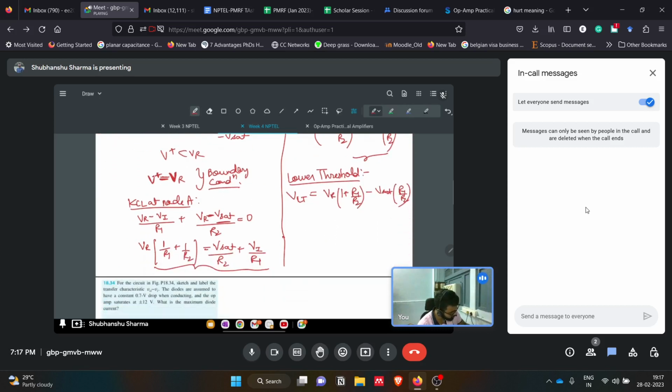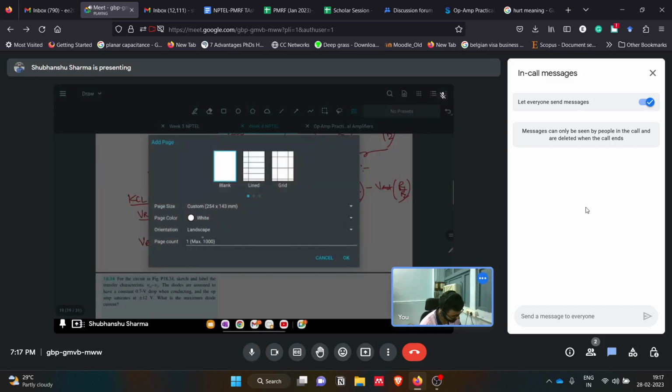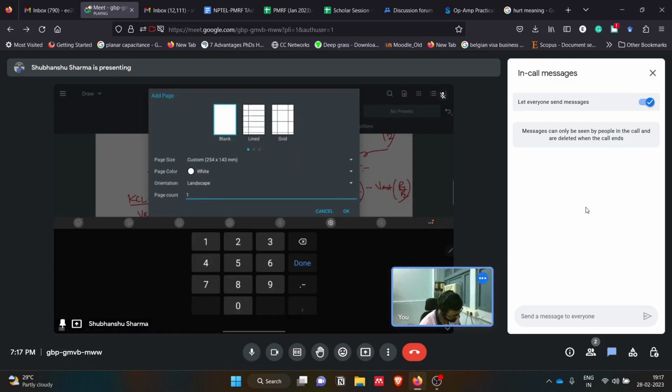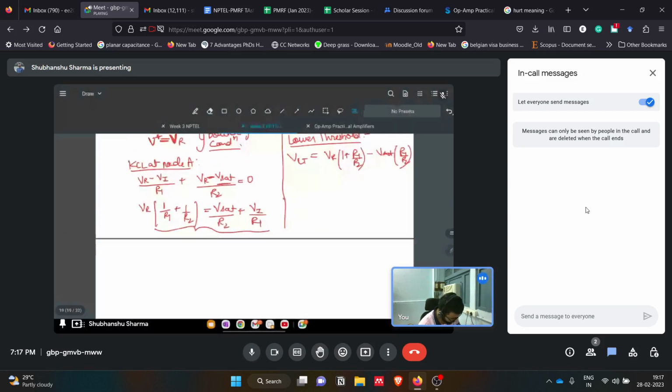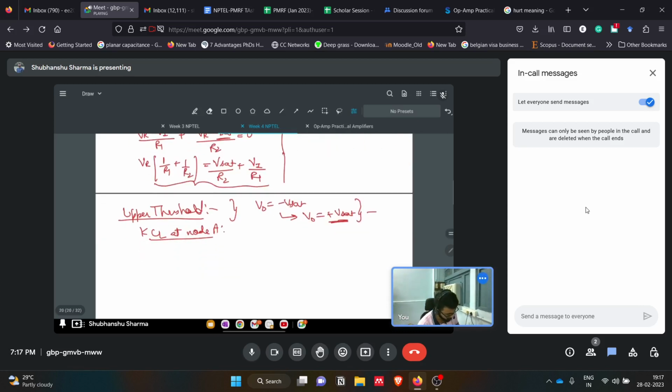If we talk about the upper threshold, then again we use KCL at node A. Here we are talking about the transition: initially it was at minus V sat, now it is transitioning so that V naught will become plus V sat. So what will happen in this case? V plus will be greater than VR. But again the boundary condition will be V plus equals VR. This is where the change will happen.